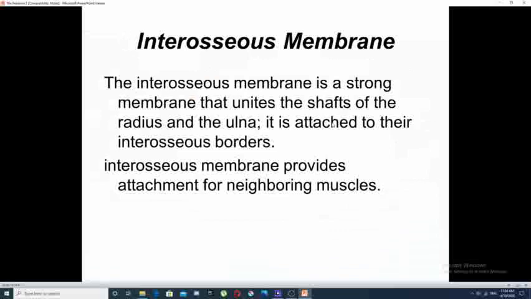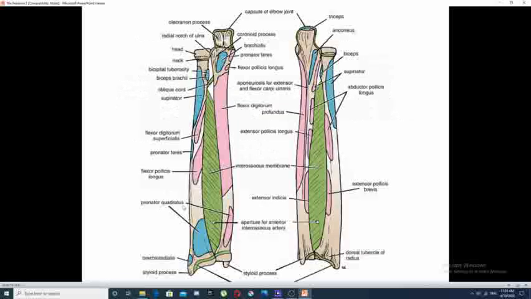The interosseous membrane is a strong membrane that unites the shafts of the radius and the ulna. It is attached to their interosseous borders, and it provides an important attachment for the neighboring muscles. This is the interosseous membrane.